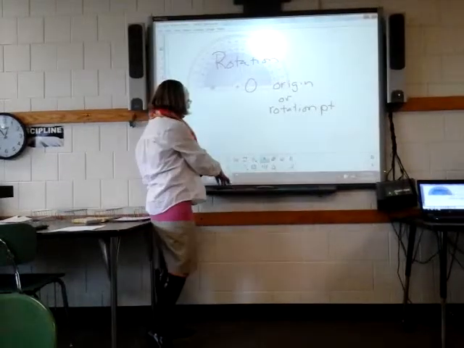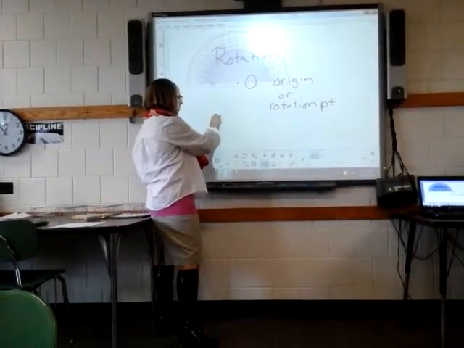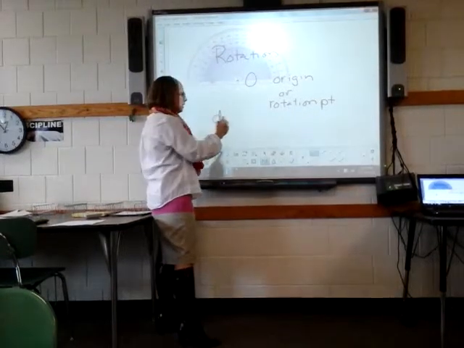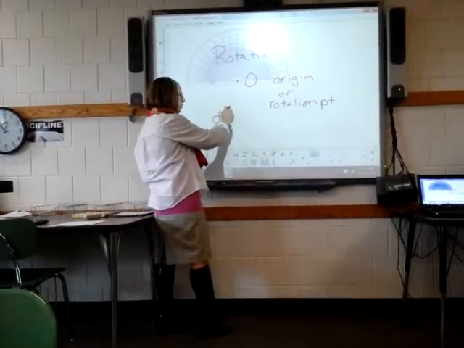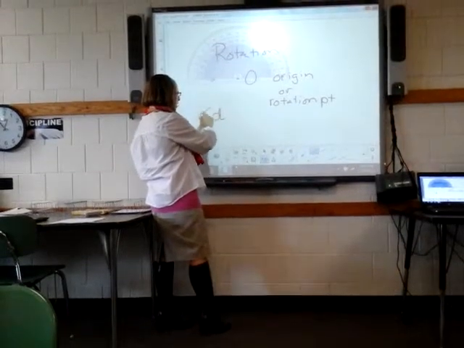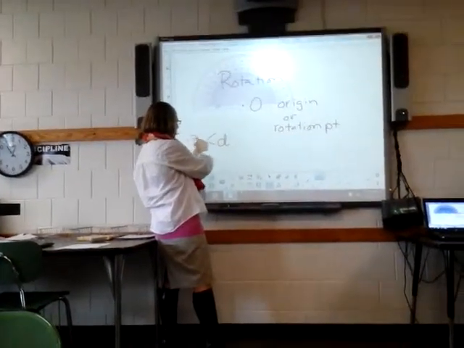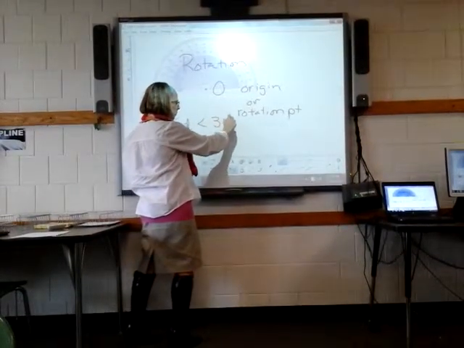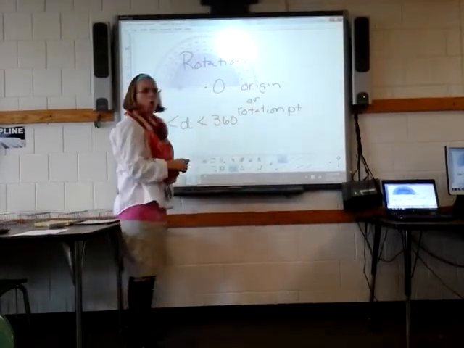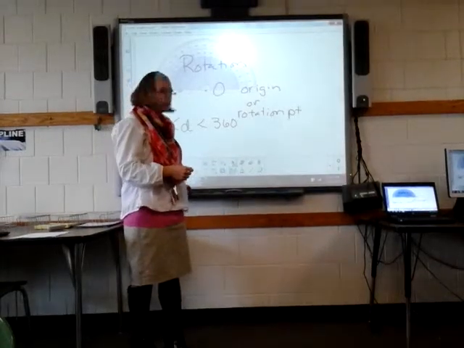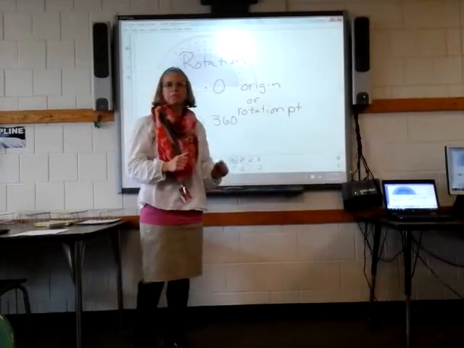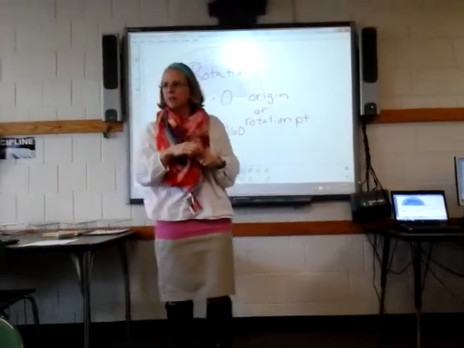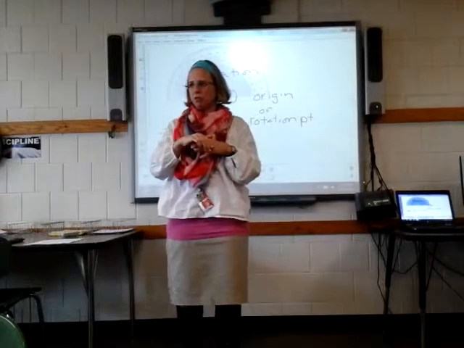All rotations are given a value of D of rotation, and that value of D is either greater than negative 360 degrees or less than 360 degrees. Why 360 degrees? Because a complete rotation, a complete circle, is a 360 degree rotation.